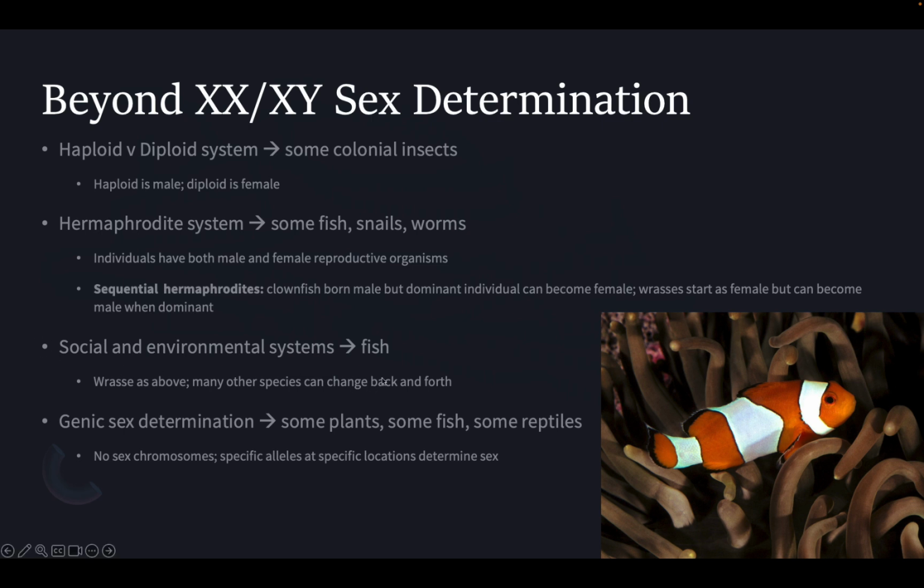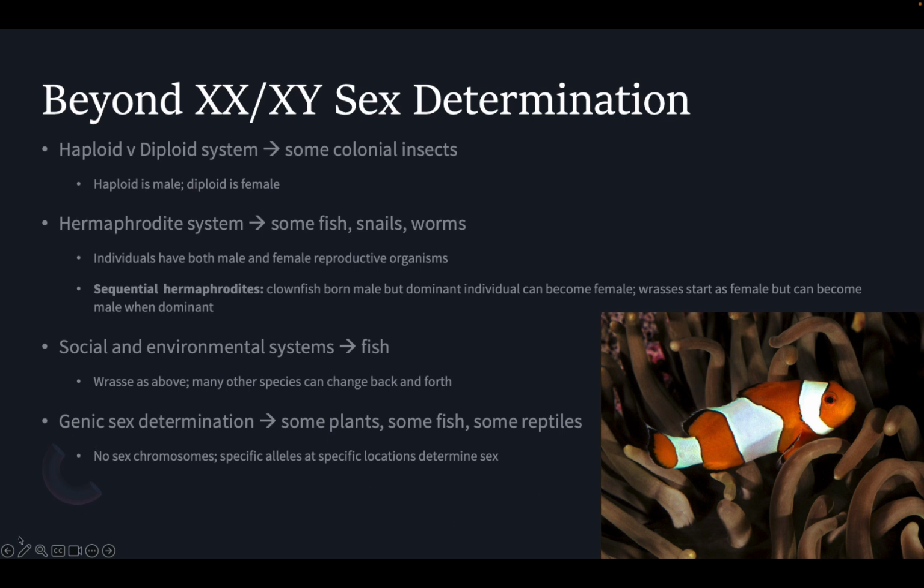So again, there's social and environmental systems, again, like fish. Many species can also change back and forth. So then I think about Finding Nemo, where they're clownfish, right? So Nemo's a boy, and that's normal because clownfish are born male. But the dad is still male. So the dad, and he's kind of a worrywart, right? The dad in Finding Nemo, that's probably why he never became female, because he's not a dominant individual. So Pixar had it right.